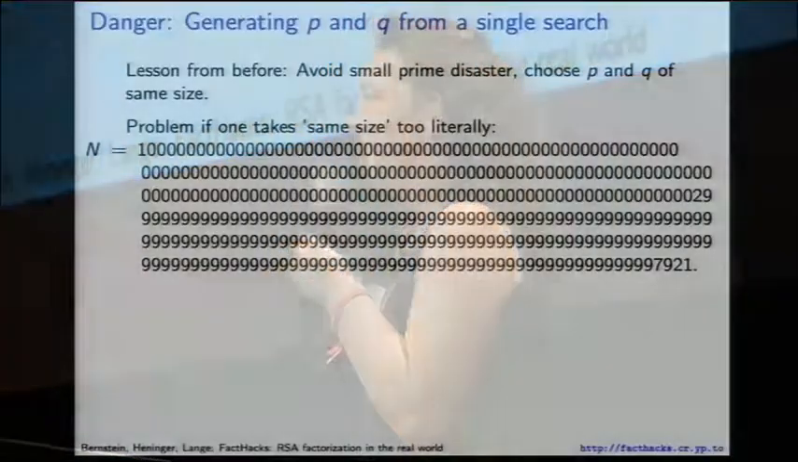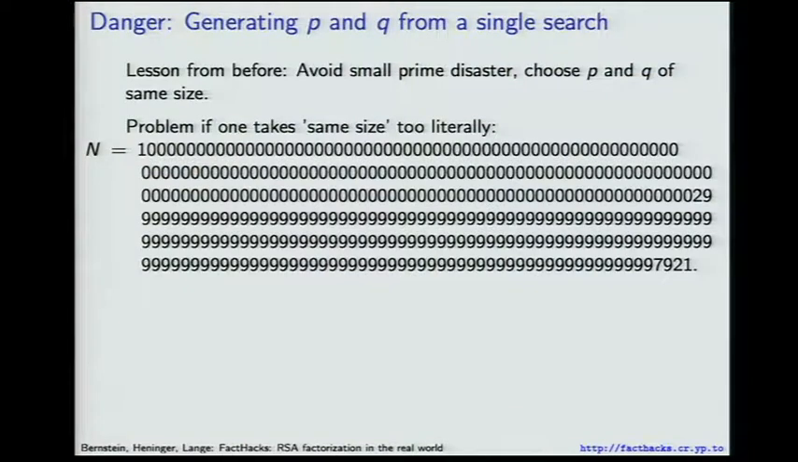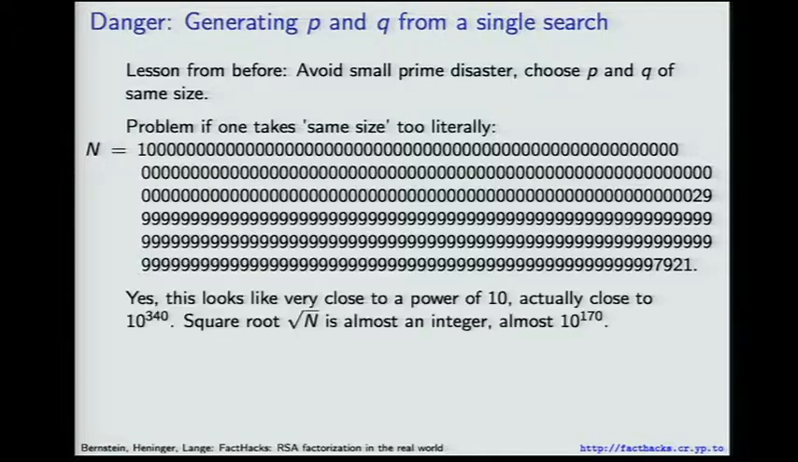To show some method for big factors, here is a big number. But this is what I would call factorization by inspection. What's wrong with this number? This number is not small, and it won't have small factors, I promise you. But it's a decimal representation, so 9 is the digit before 0, so this looks very close to a power of 10. Actually, it is very close to 10 to the 340, and if you take the square root of it, you almost exactly hit 10 to the 170.